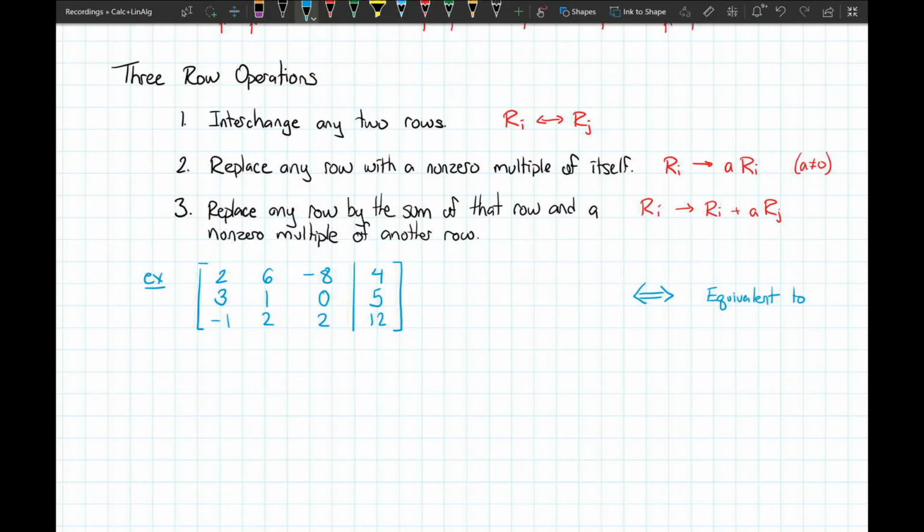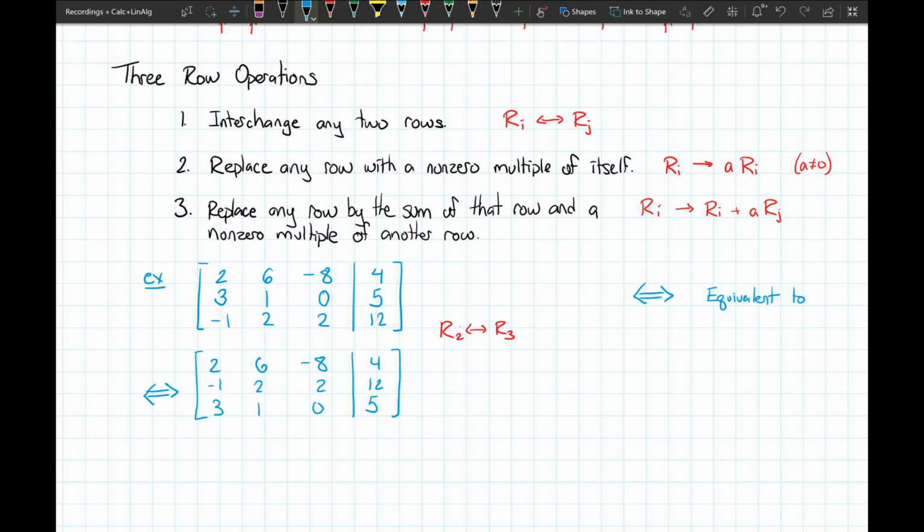First operation we might want to do, we could say that this is equivalent to, and write a new matrix right below it. In this operation, let's suppose that the first thing we want to do is exchange row 2 and row 3. So we would write row 2 exchanges places with row 3. Row 1 is unaffected and it remains exactly the same, and all we're doing is exchanging the bottom 2 rows.